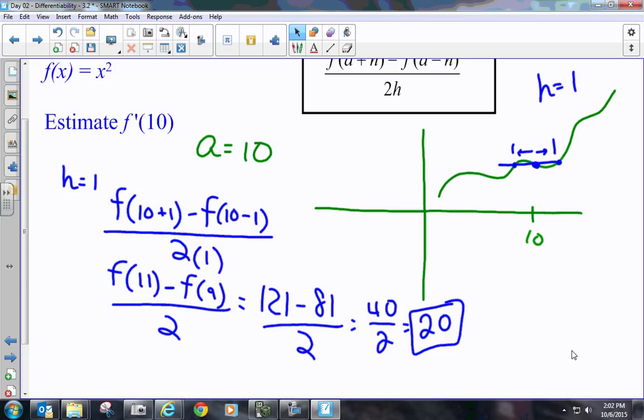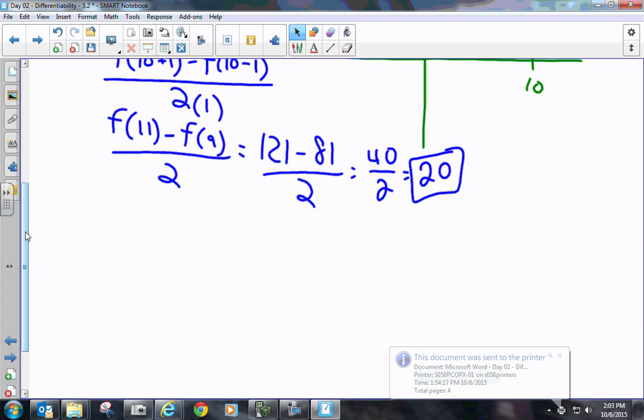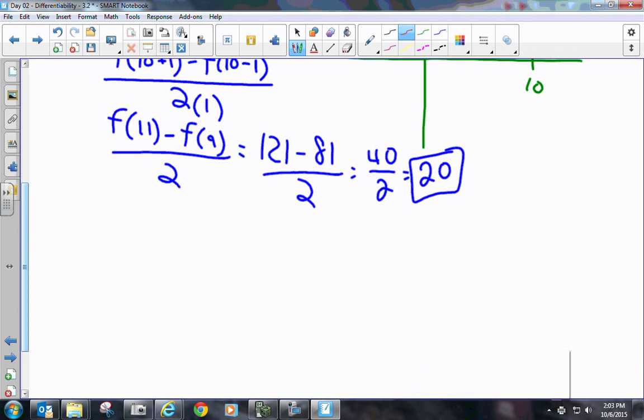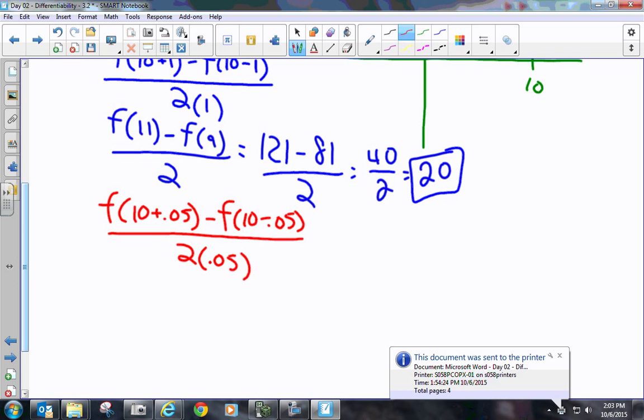I could pick any value. Should we pick a smaller value? Should we pick 0.03? No. 5 is not smaller than 1. You want to do 0.05? Yeah. Okay. Well, we had 0.05. Well, we can do it again if you'd like. I'm just saying f of 10 plus 0.05 minus f of 10 minus 0.05 all over 2 times 0.05, right? Because these are my h's.